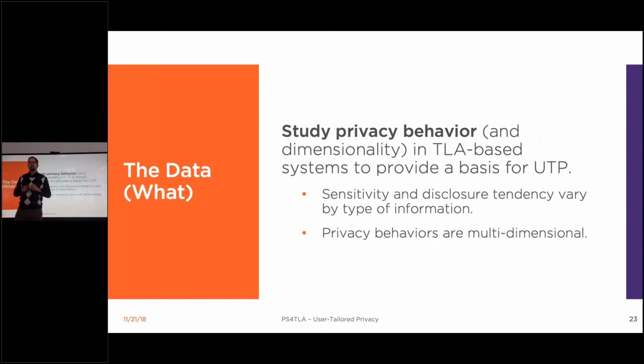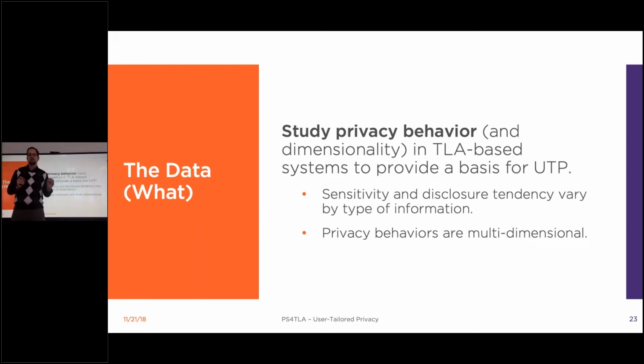As for the type of information that's being requested, I strongly encourage that the developers of TLA-based systems take some time to study users' privacy behaviors to provide a good basis for user-tailored privacy. One of the findings in privacy research is that the sensitivity of different types of information really varies per type of information, right? So this suggests that there's not just a single concept of privacy concern or disclosure tendency that needs to be modeled as part of user-tailored privacy, but rather that there are a number of privacy dimensions that each have to be tracked simultaneously.